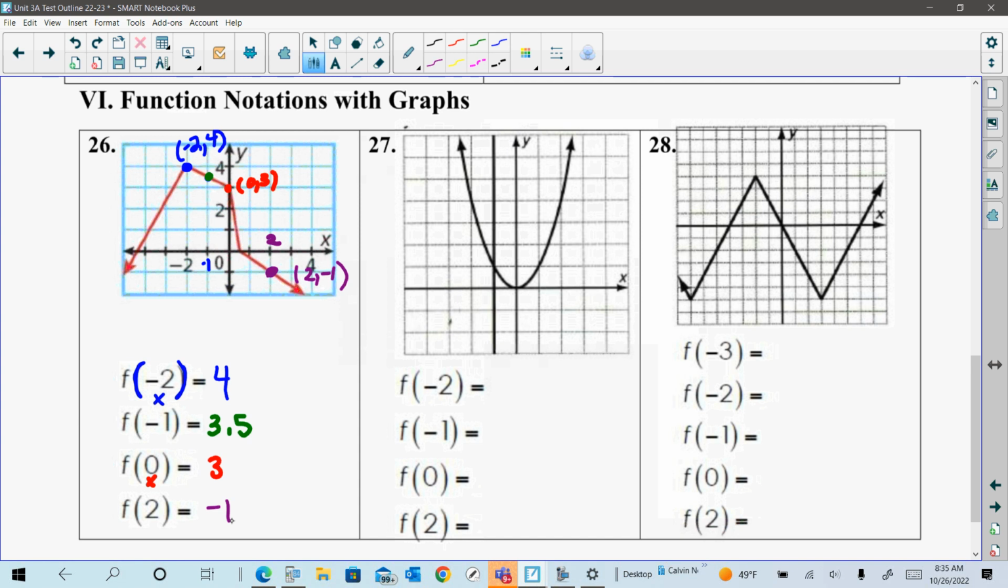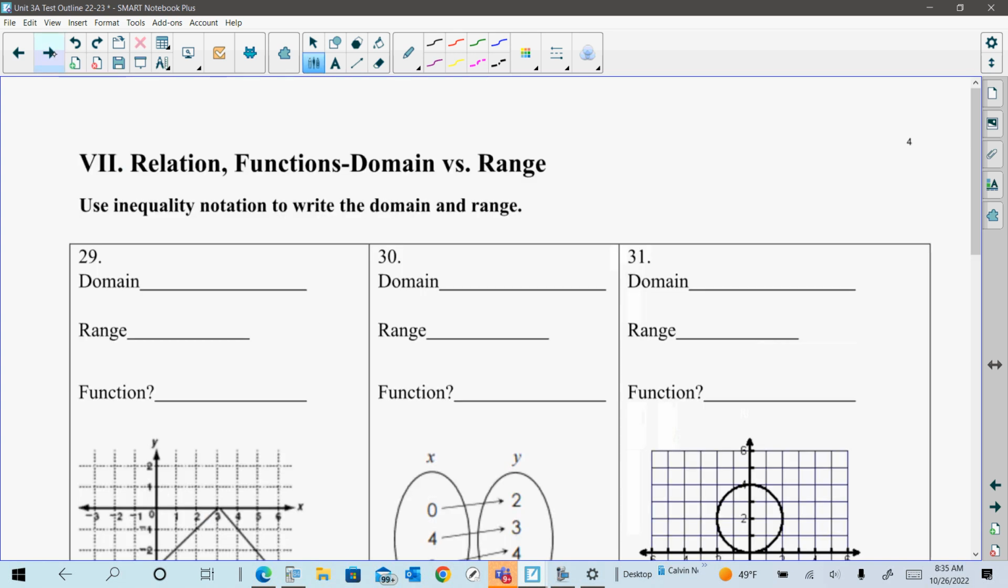All right, so then from there, we're going to get into relations, functions, domains versus range. This is what we just ended with our homework 1. I am going to ask you to do it with inequality notation. Hopefully you noticed on that ELC question that you did yesterday, that's the notation they use. So that means we have to use our less than, our greater than, our less than or equal to, greater than or equal to.